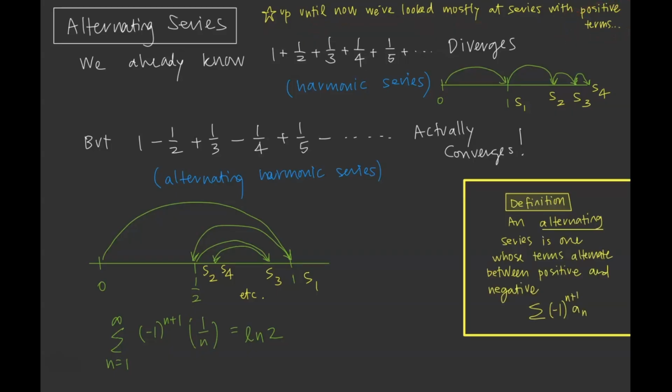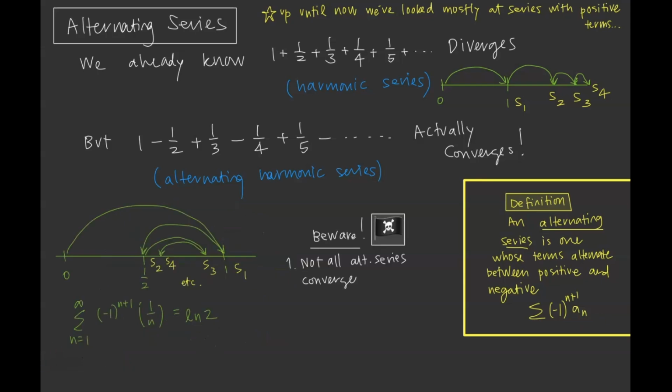Okay, so by definition, an alternating series is one whose terms alternate between positive and negative. So you'll often see this negative 1 raised to the n plus 1, or sometimes the n, or sometimes the n minus 1. That's what's creating the plus minus plus minus. And then you have some term that could be really anything.